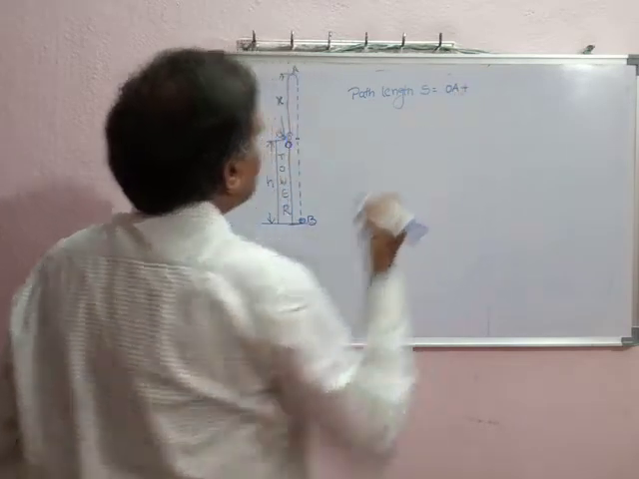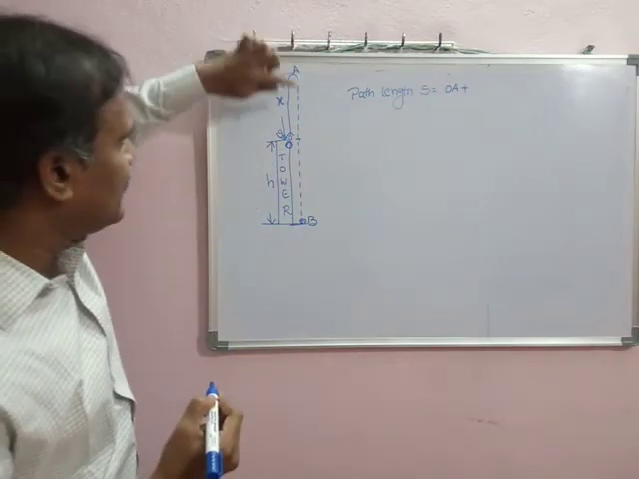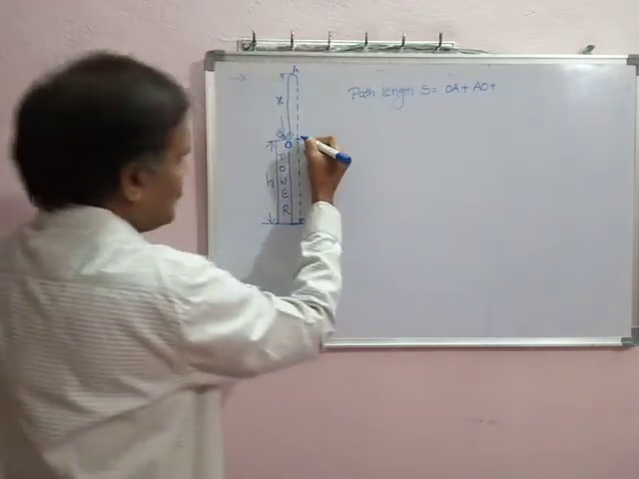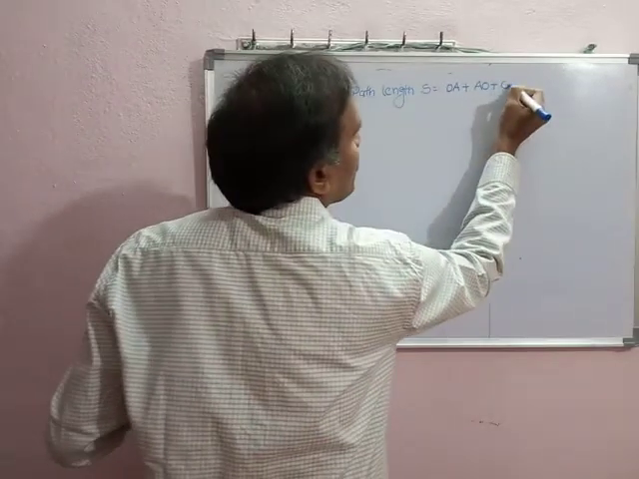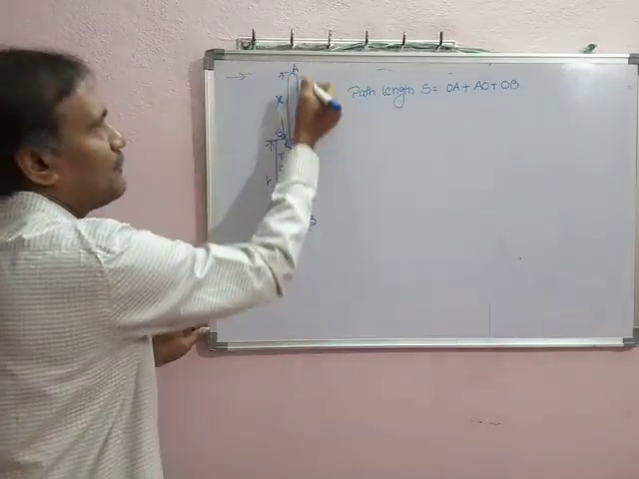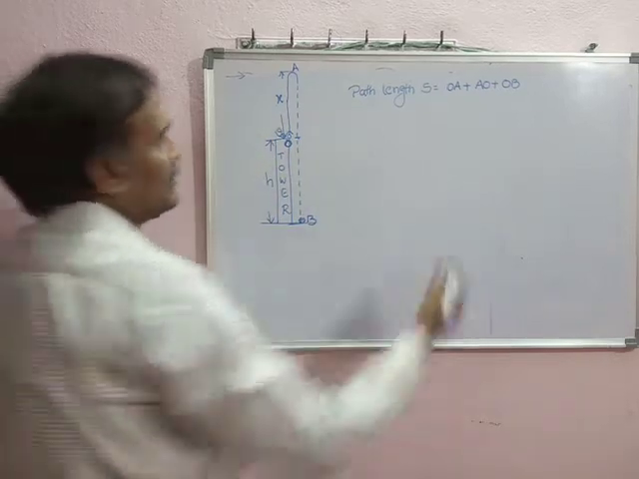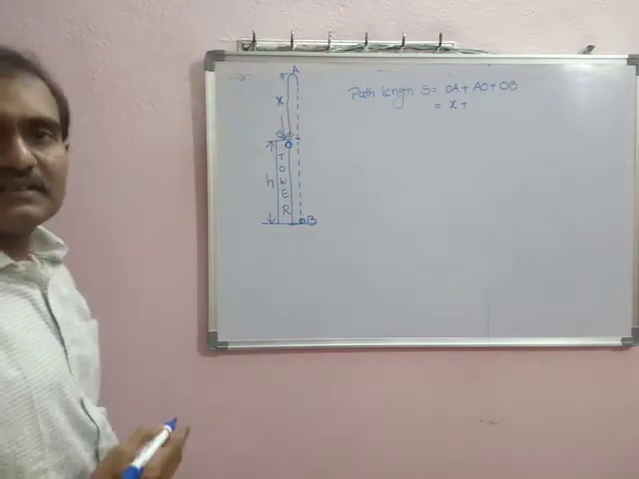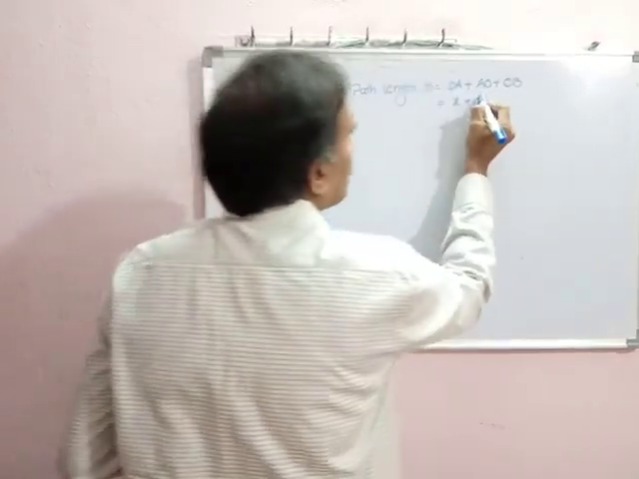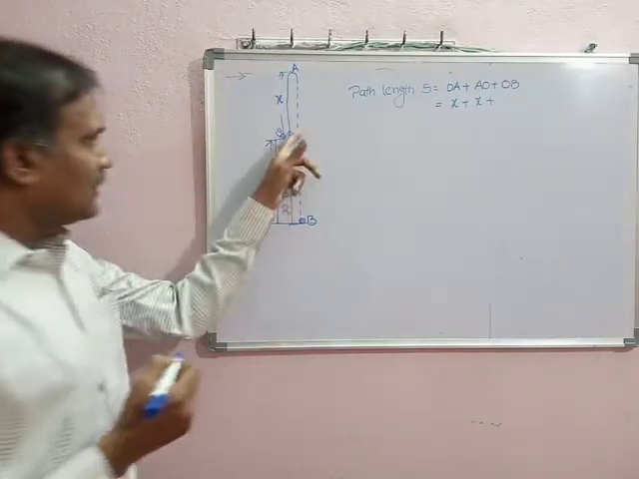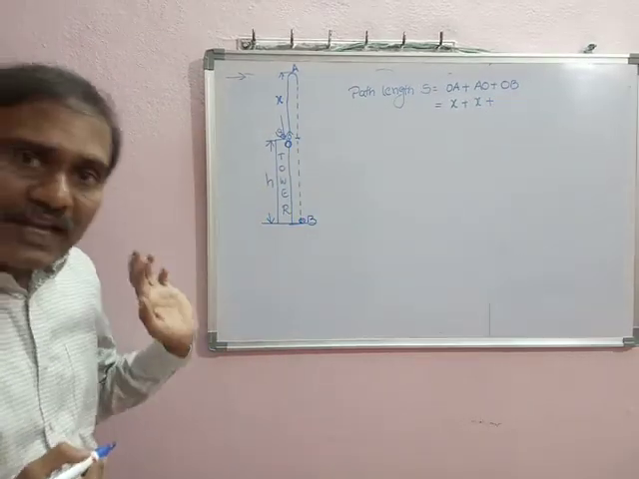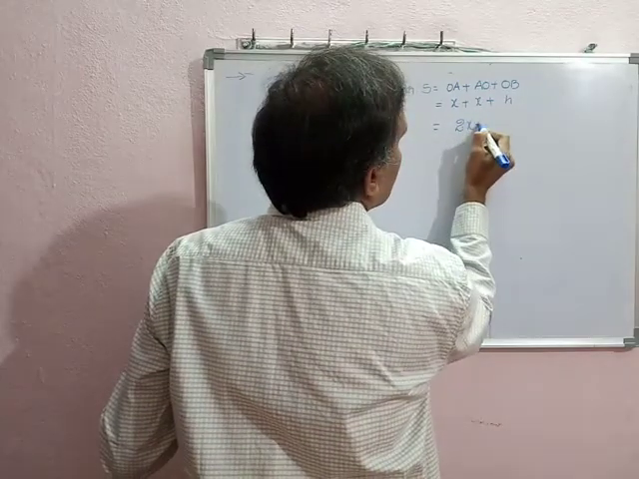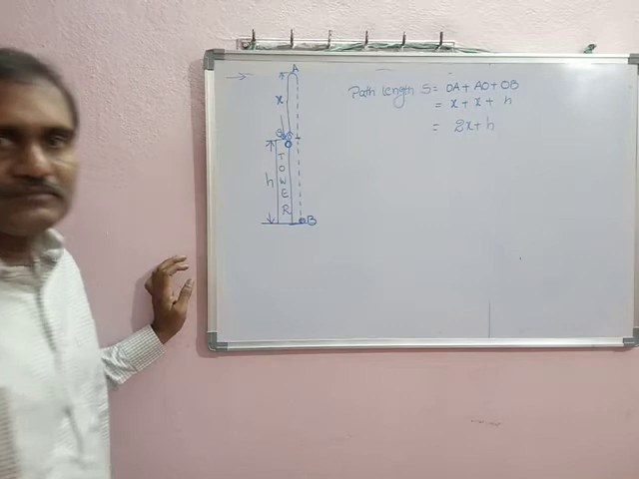Now, what is the actual length of the path traveled by the particle? OA plus AO plus OB. What is OA? x. AO will also be x, plus OB is equal to h. Completely, it becomes 2x plus h.